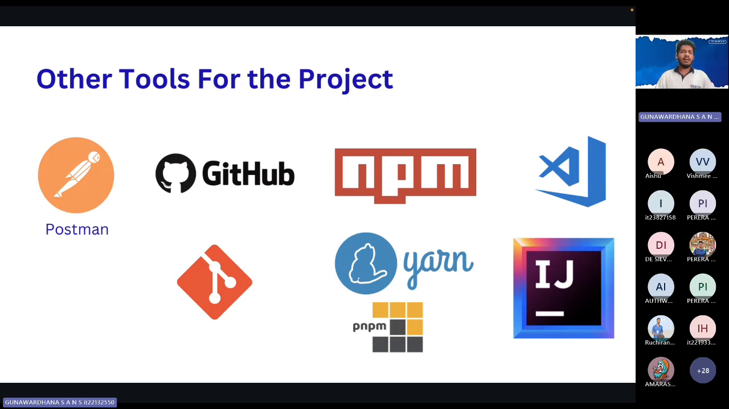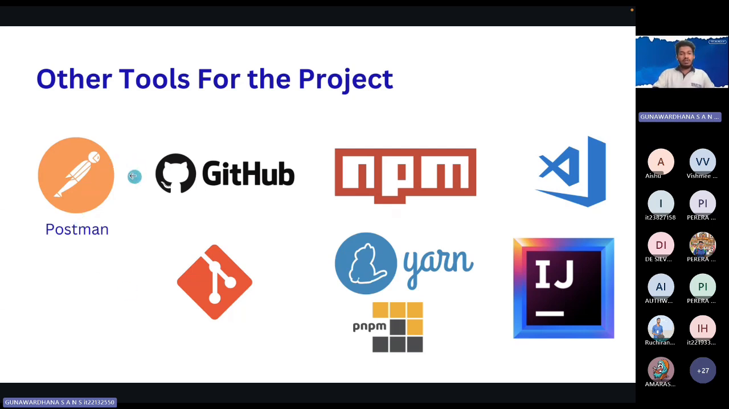So let's see what the other tools are for your IT project. The first one is Postman. Postman is the most important tool for your ITP, right? When we use Postman, we can test our backend APIs without developing the front end.